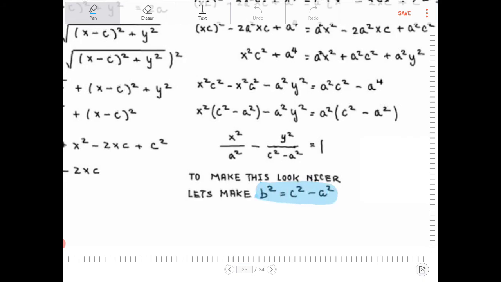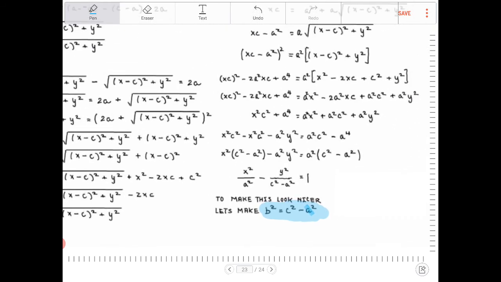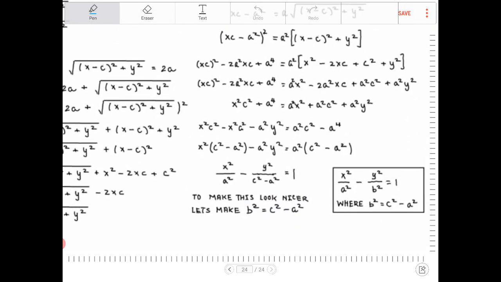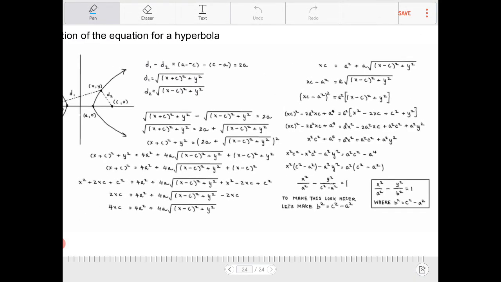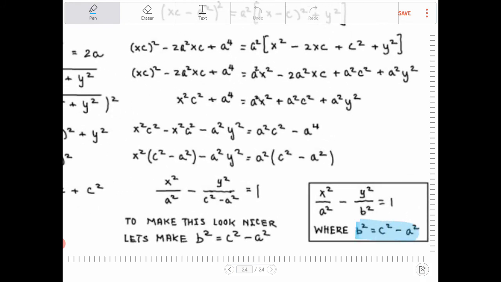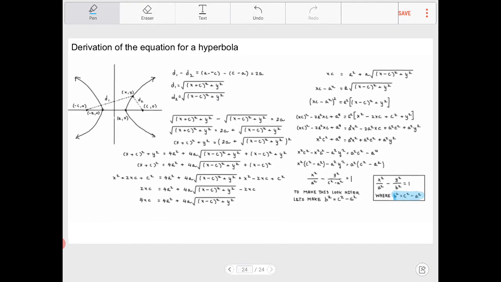We can call things whatever we like, just as long as we're not breaking any rules. So c squared minus a squared, we haven't defined a variable for yet. We're going to define that to be b squared. So the whole equation can then be re-expressed like this, where b squared is equal to c squared minus a squared. And even though this is made up, as it turns out, there is some significance to what b is in relation to the graph of the hyperbola. And that's actually left for another video.